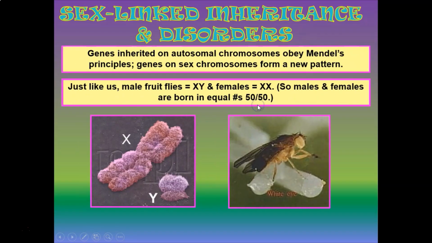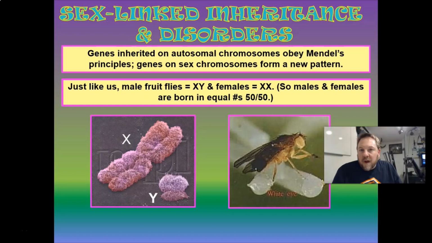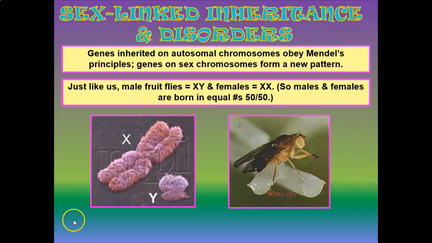So, genes inherited on autosomal chromosomes pretty much obey Mendel's patterns. Remember what autosomes are? They're number 1 through 22 for humans, right? And then the 23rd pair is your sex chromosomes. And just like us, fruit flies have the same sex determination system, whereas a male fruit fly is XY and a female is XX. Okay, let's keep going.